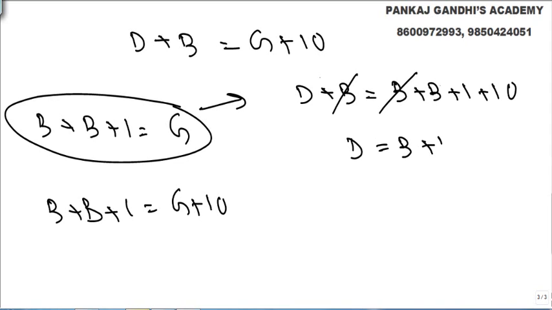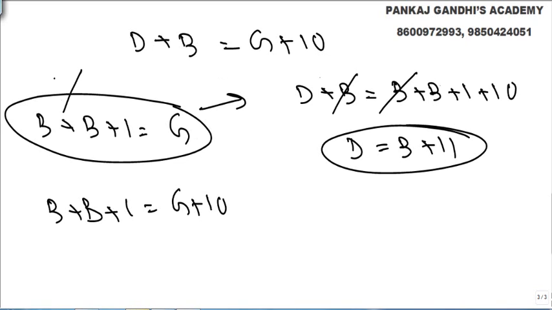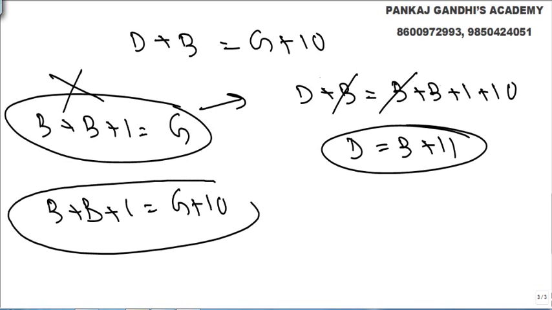D equals b plus 11. A digit can never be 11 more than the other digit, so this is not possible. So what we need is b plus 1 is g plus 10.